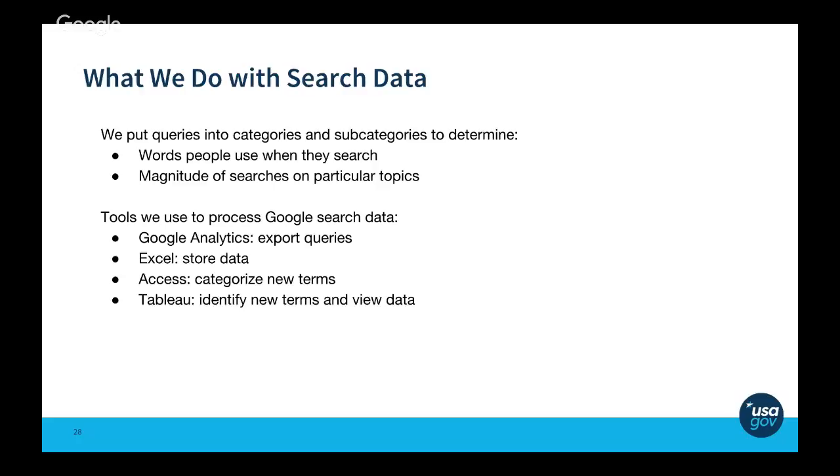So the process that we undertake is, on a monthly basis, we go into Google Analytics, we pull those queries, about 25,000 a month, and then we store them in Excel. At that point, we use Tableau to identify what terms are new. We've been doing this a while, so we have a lot of terms already categorized, but there are always new terms, lots of variations in how people are spelling things, what phrasing they're using, adding extra spaces and that sort of thing. So we then go into Access and use Access to categorize those terms. And then we go back to Tableau to help us view the data.